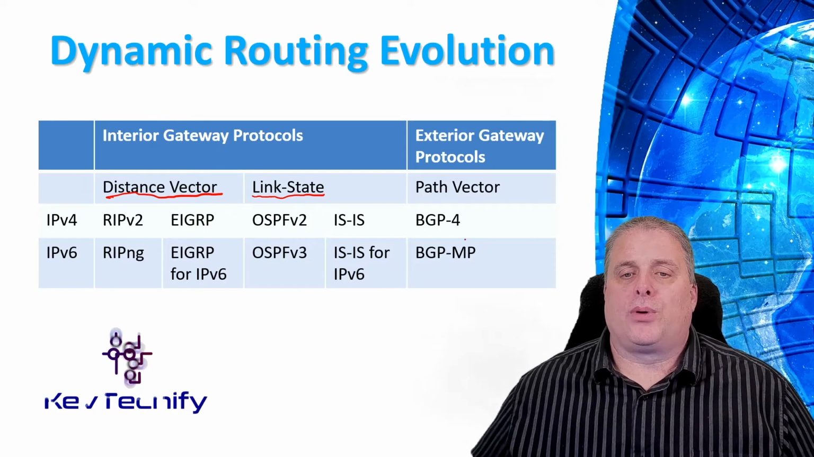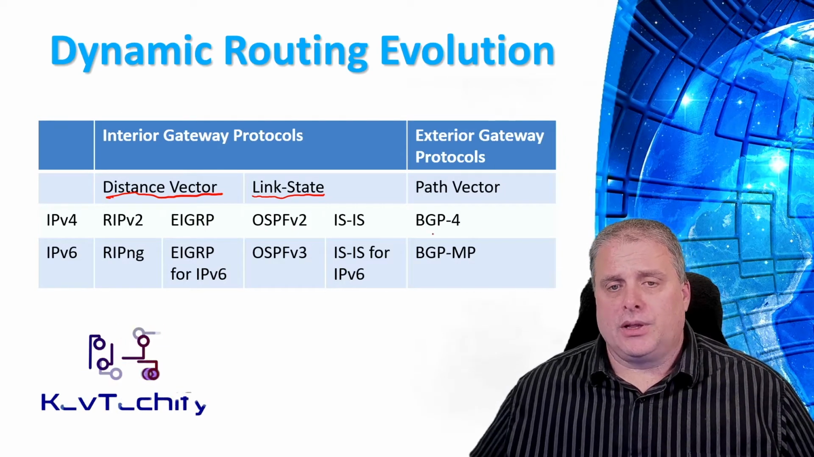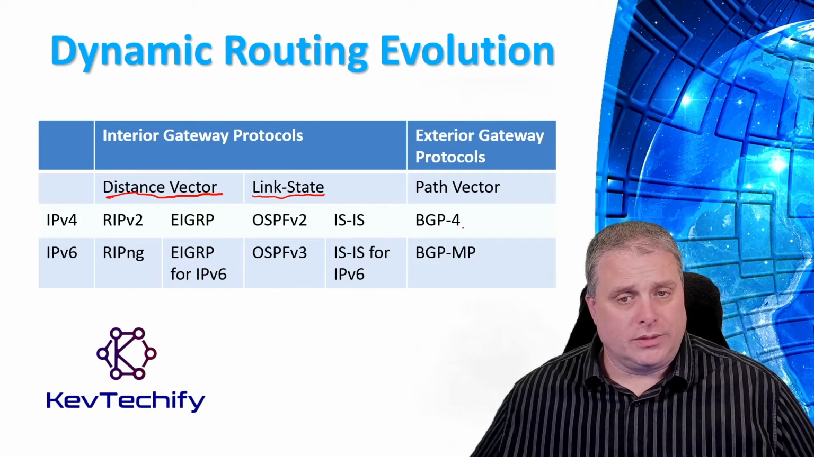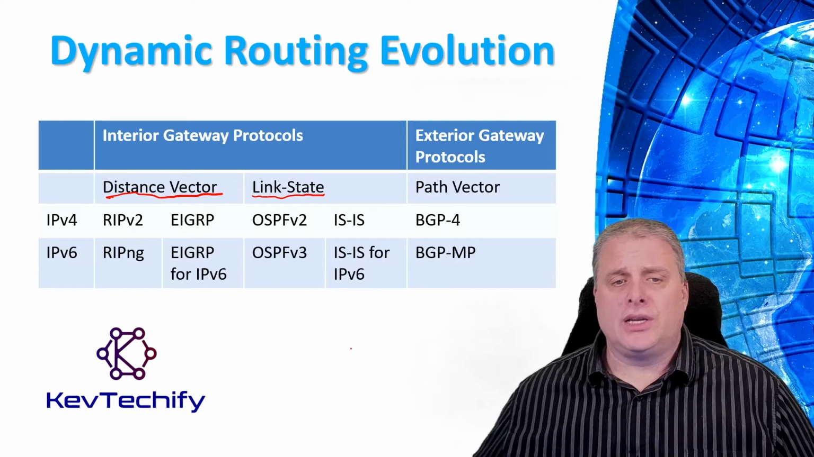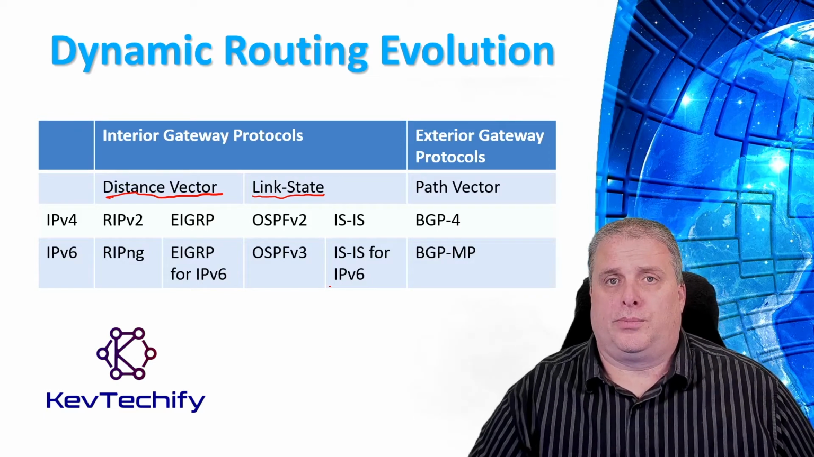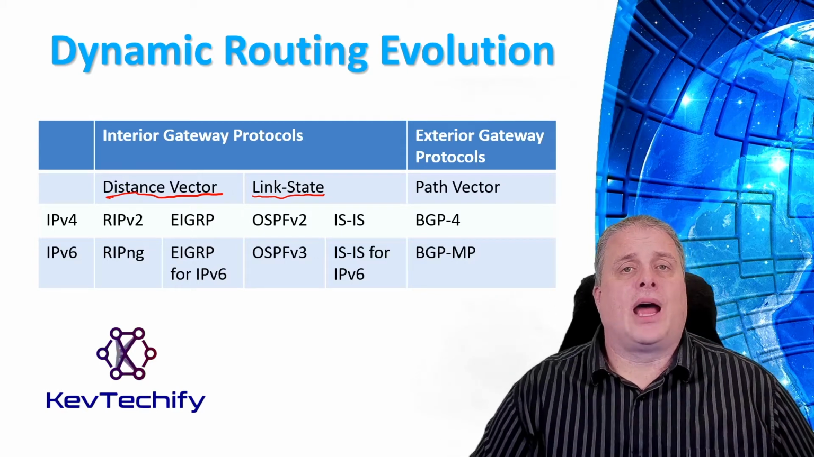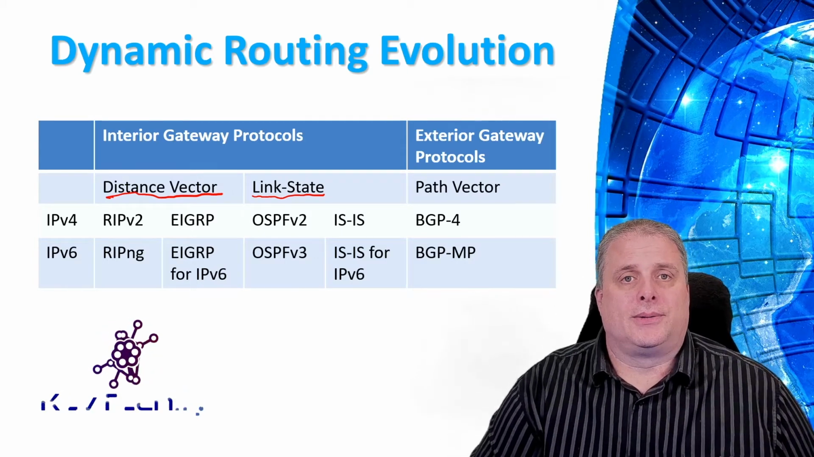BGP, Border Gateway Protocol, is typically about the only exterior gateway protocol being used in today's world. But I'm sure eventually there's going to be more protocols that are coming out, more efficient, able to handle the new IP version 6 addresses better.